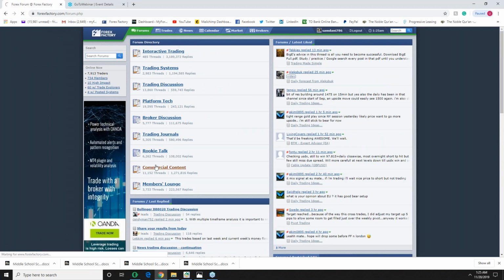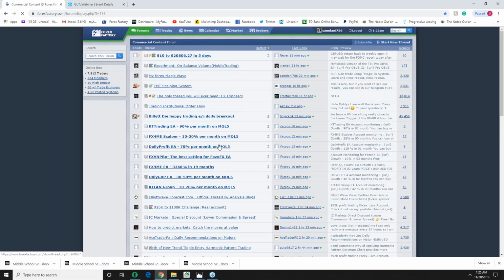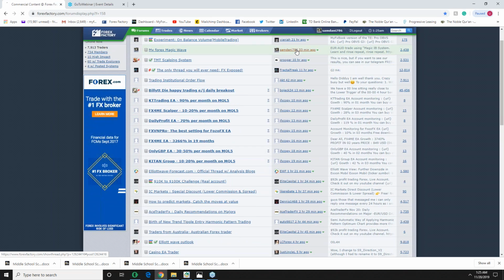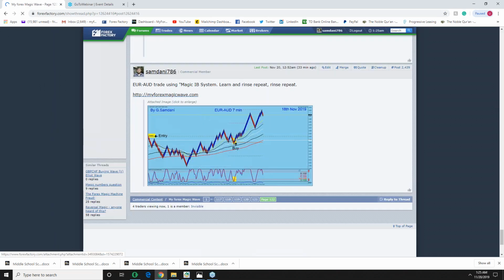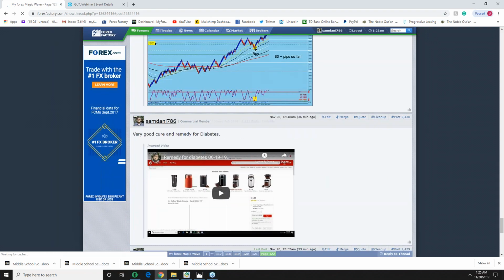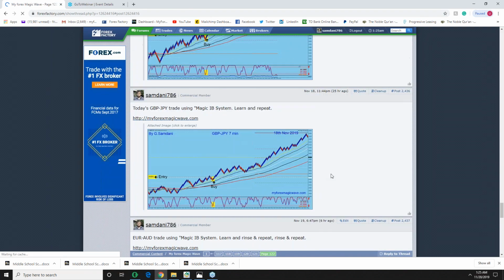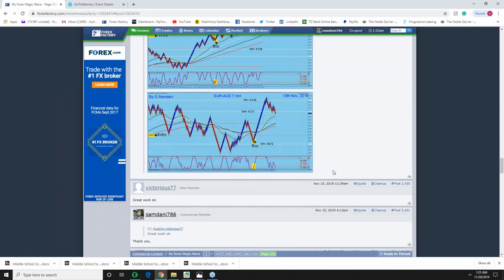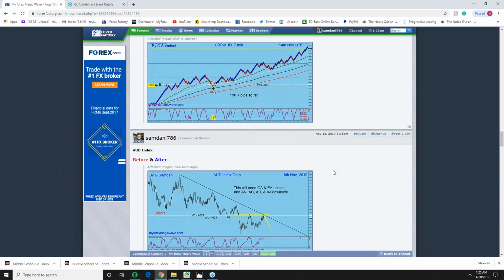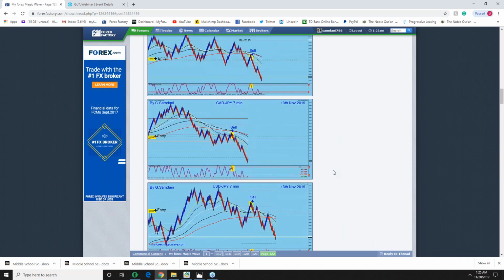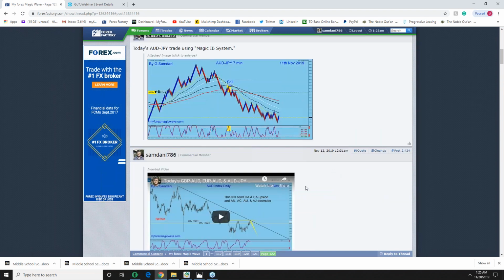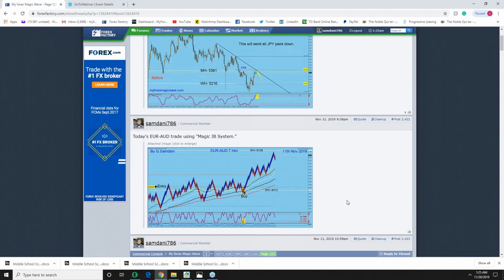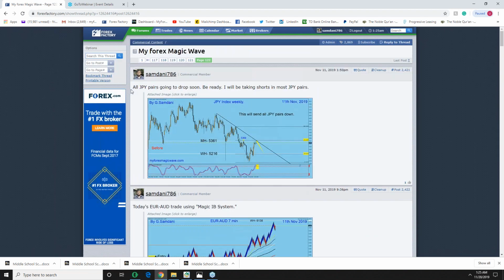You all know that this website is Forex Factory, right? On my chart here, you can see that I posted this chart a long time ago up here, saying, see this here, I said all yen pairs are going to drop soon, be ready. I will be taking shorts in most yen pairs.